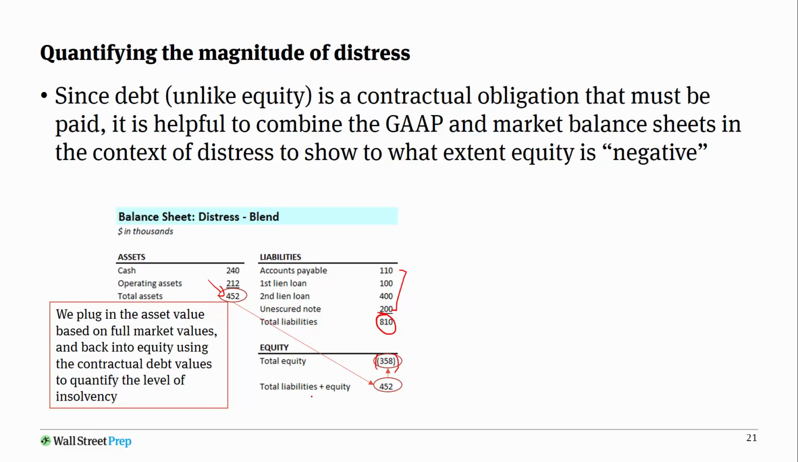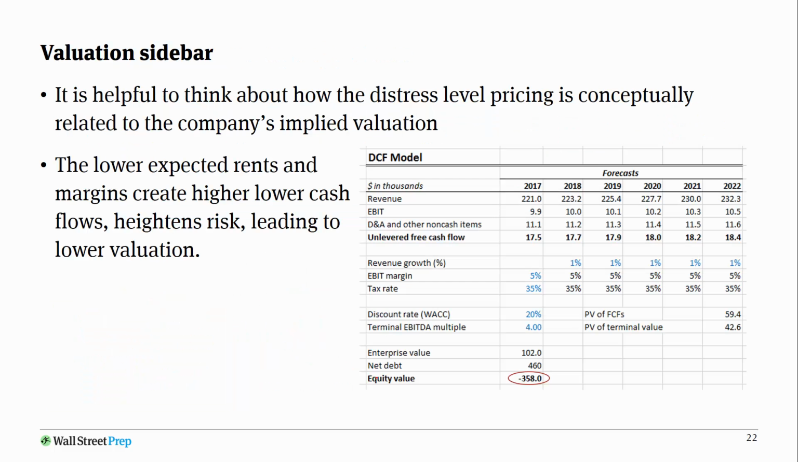So combining the GAAP and the market balance sheets in this way enables us to quantify, at least conceptually, how insolvent we are. So if we sold all the assets of this business today, we get $452,000. We owe $810,000. That's how insolvent we are. So that's a good framework for thinking about insolvency and connecting that to valuation, which I think is always helpful.